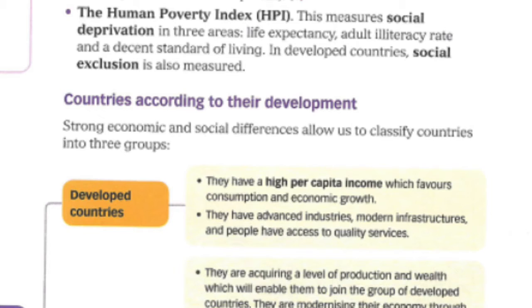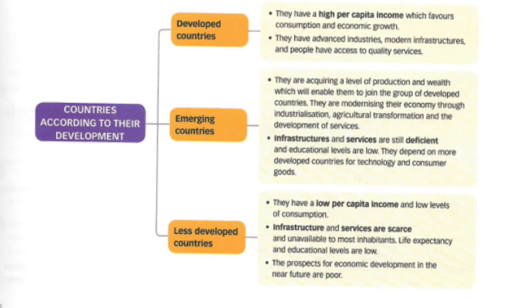Countries according to their development. Strong economic and social differences allow us to classify countries into 3 groups. The 3 groups of countries according to their development are developed countries, emerging countries, and less developed countries.